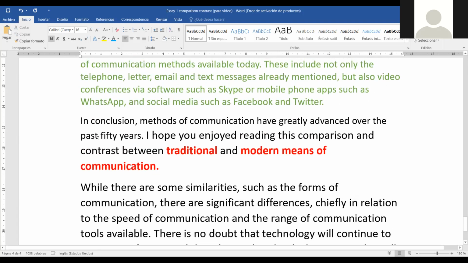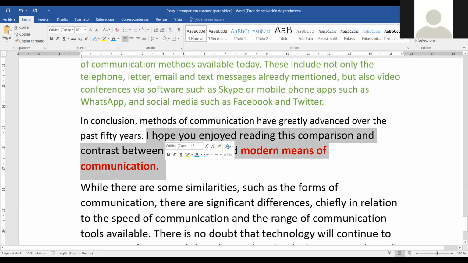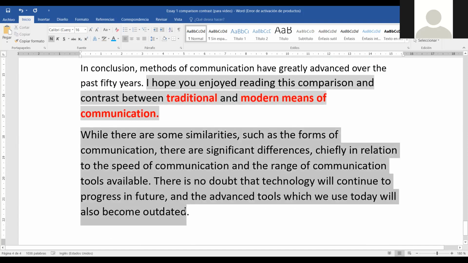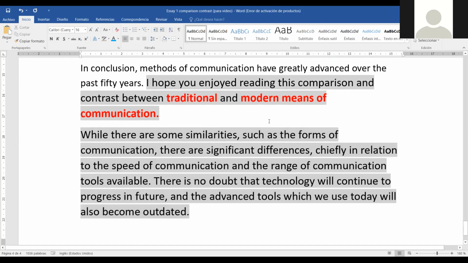So if you want to do the very basics, you can do like this one. I hope you enjoy reading this comparison and contrast between traditional and modern means of communication. That would be the very basic. But from this part to here, I'm gonna paint it in another color. I chose this one, which at the end is the same. Because it says comparison and contrast.